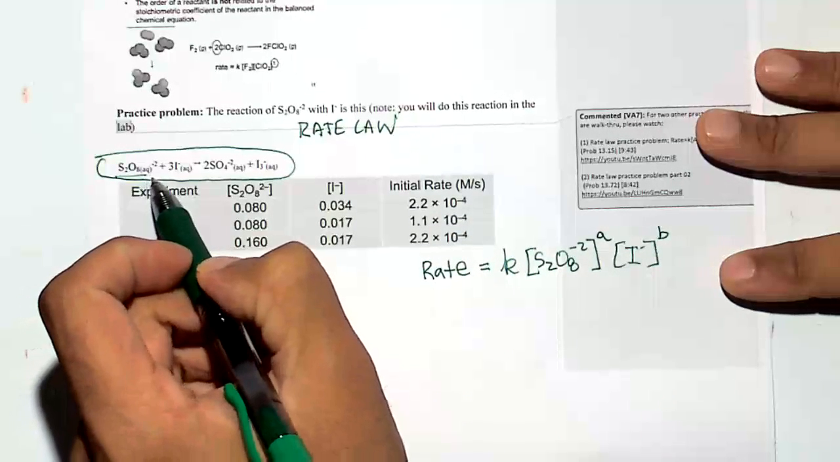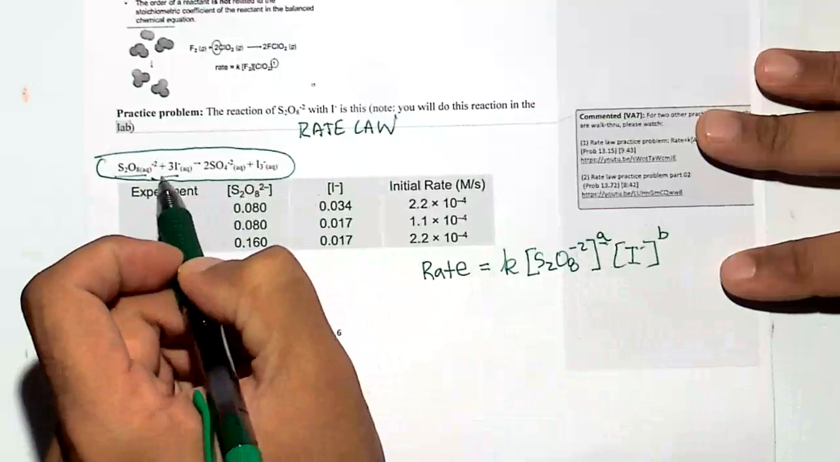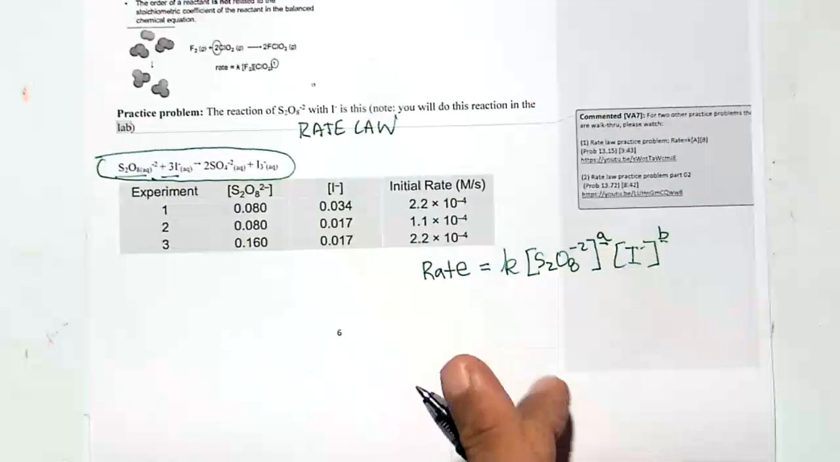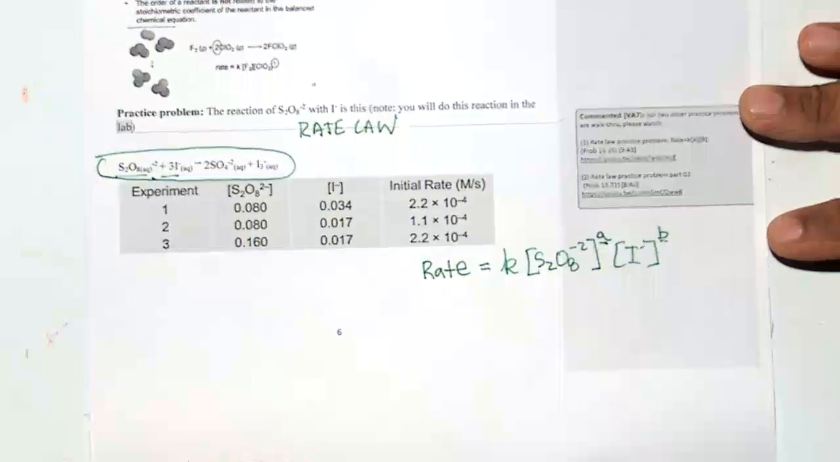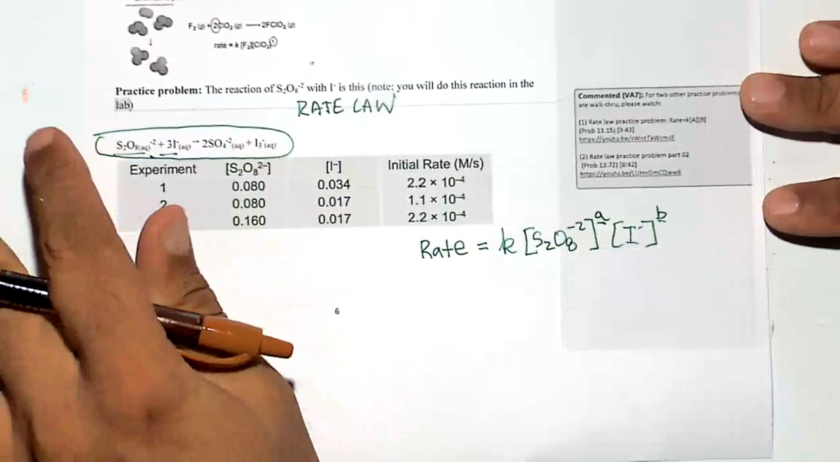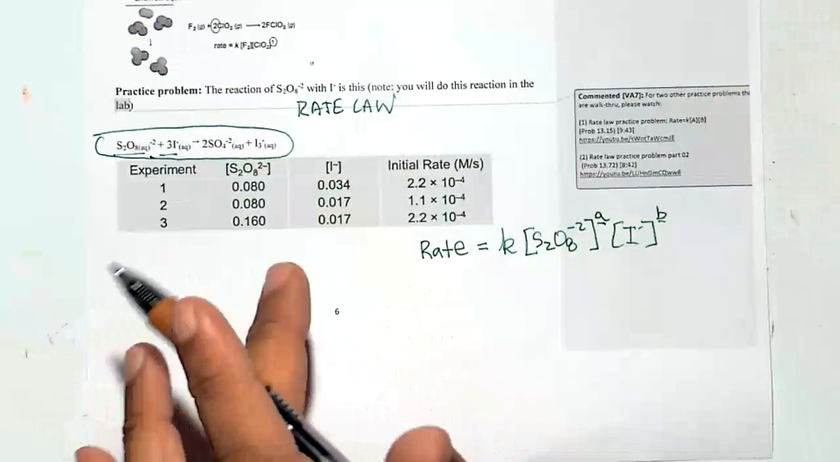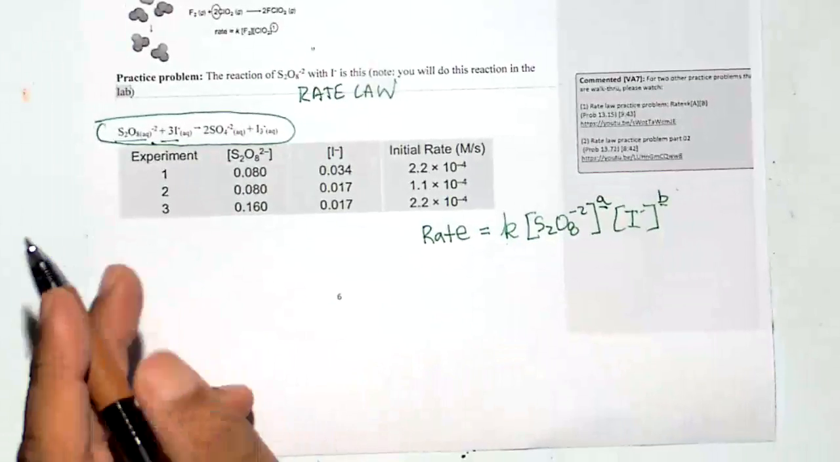S2O8 is the reactant, so it's going to be raised to some exponent. The second reactant is raised to some exponent. Those concentrations are raised to the exponents. If you're given this problem on the exam, what will you do? You'll be given the equation and this table, and what we want to do is fill out k, the exponent A, and the exponent B.